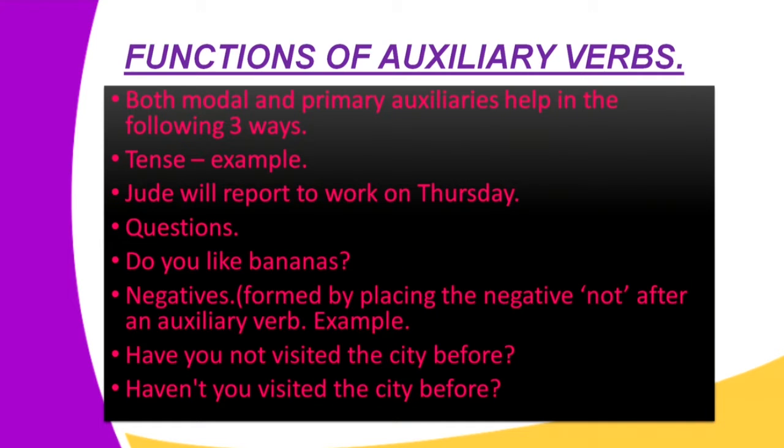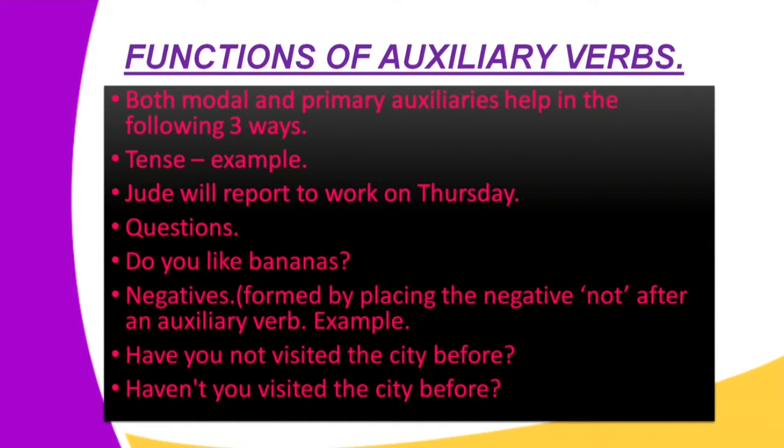Number one, tense. An auxiliary verb can be used in a sentence to show tense. Let's look at number one. Example number one, we have: Jude will report to work on Thursday. If you look at that sentence, we have the main verb report, and the helping verb or the auxiliary verb is will. So the verb will is showing the tense of the verb report. In this case, will is a future tense.